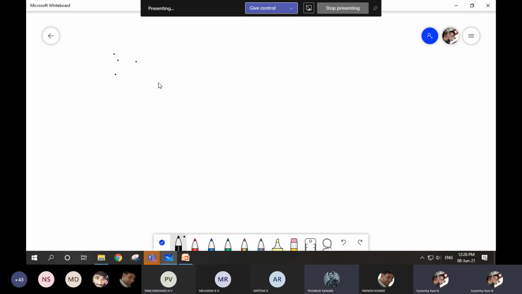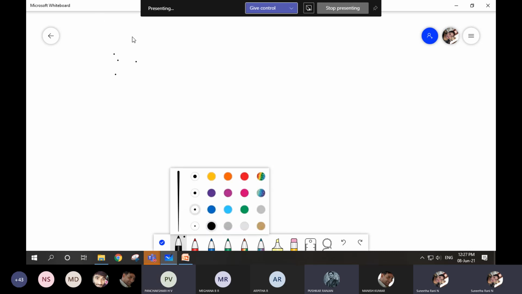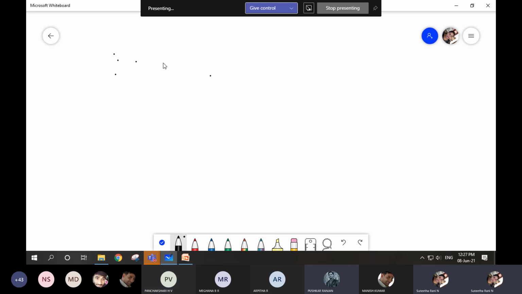Yes, ma'am. Four dots. Four dots, ma'am. Then why can't I write now? I've written something. Ma'am, that cursor will be your pencil only. I know, but why can't I write? I'm not able to write. I don't want to use this cursor. I want to use my pen.